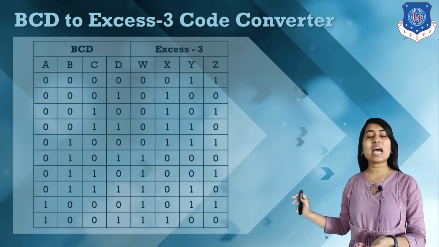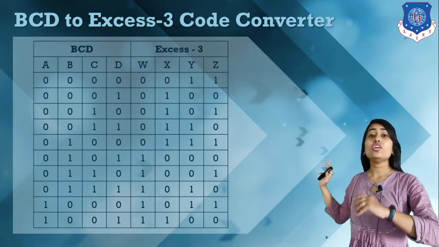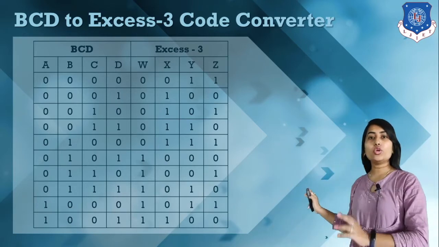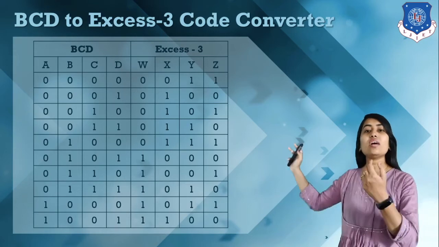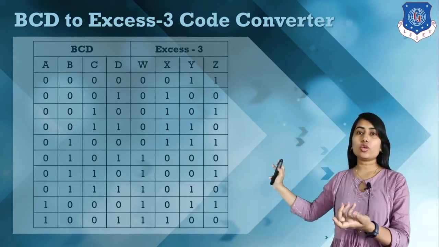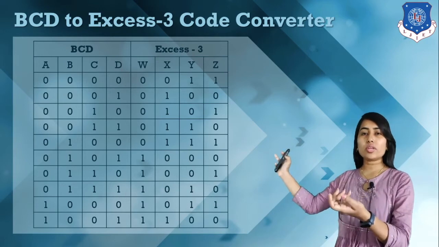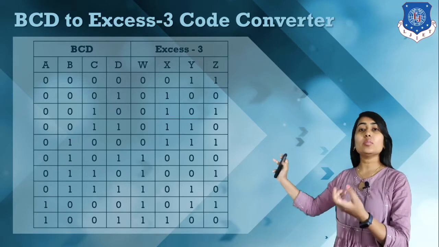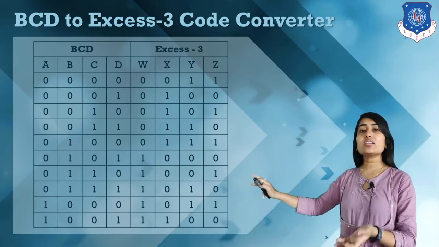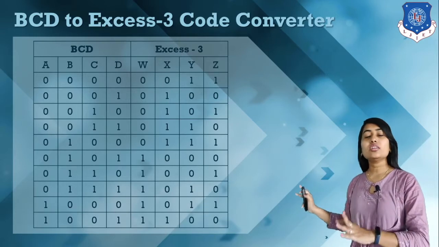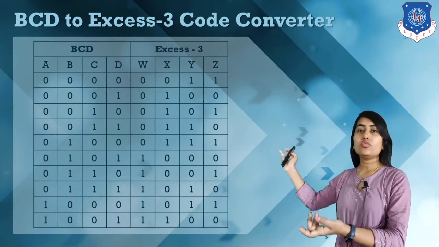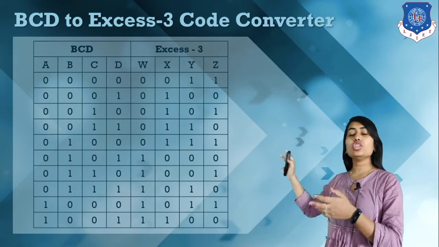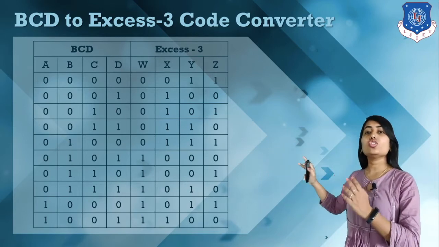To design a BCD to XS3 code converter, first we have to write the input code BCD and the output code XS3 like this. We have a 4-bit BCD code, which we can represent for 0 to 9 with the input variables A, B, C, D, and this is converted into the output in XS3 format with 4 bits W, X, Y, Z. So for 0, 0, 0, 0 we have XS3 code 0, 0, 1, 1.